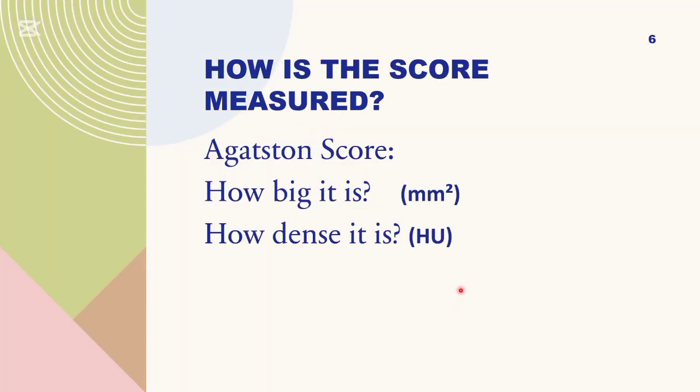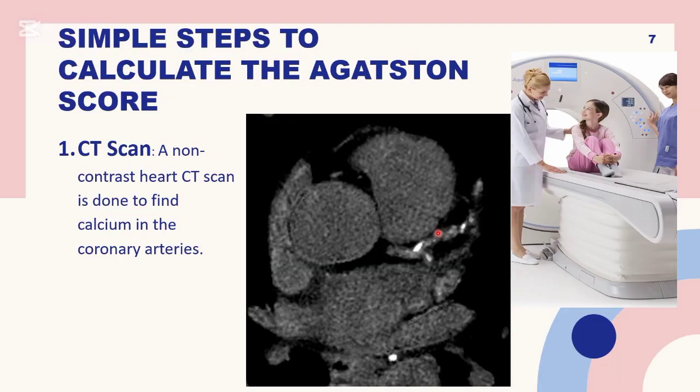How to measure the score? The Agatston score is giving us a specific value of the calcium in the heart. How will we measure it? Two things we have to keep in our mind: how much area the calcium has covered, which we will measure in millimeter square, and how much is the density of that specific calcium. The density we will measure in the Hounsfield unit or the Hounsfield value. Keep these two things in your mind.